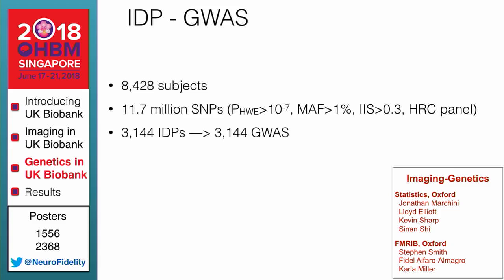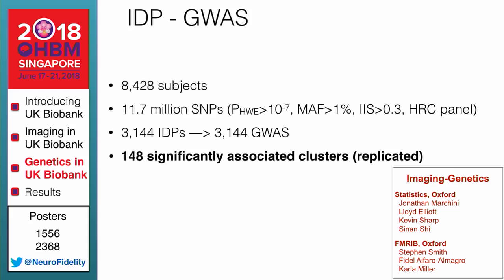And we have run 3,144 different GWAS, one per IDP. And what we have found is 148 significantly associated clusters, and we have replicated those clusters in a different set of 3,000 subjects.